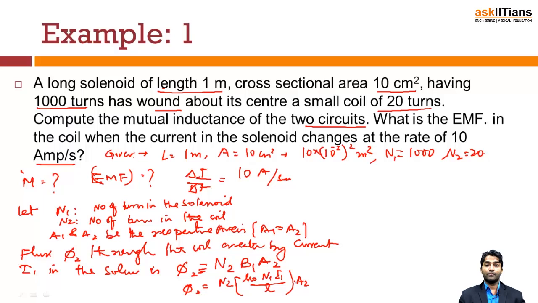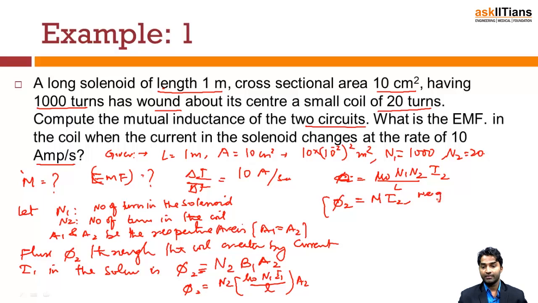So we are simply following the formulas here. Now we know that phi 2 is equal to mu naught N1 N2 upon L into I1. We are interested in the mutual inductance, so we know that the flux in the secondary is equal to the mutual inductance into the current flowing through the primary.